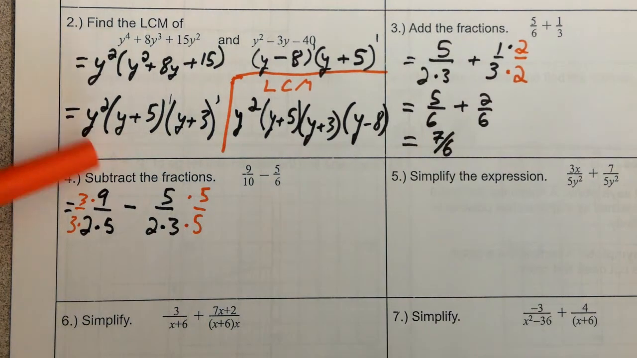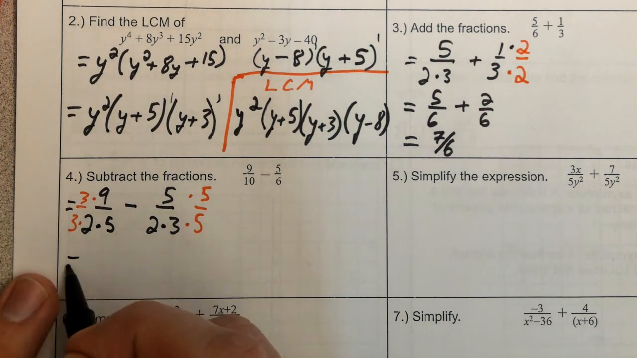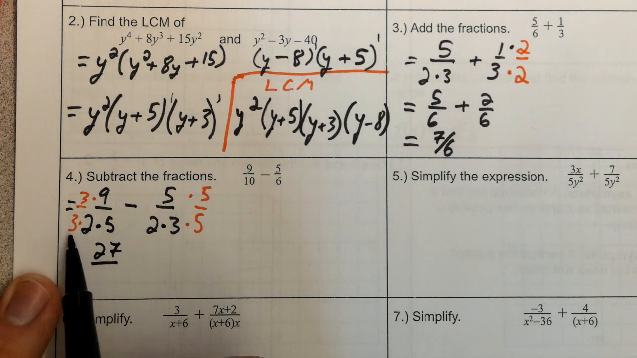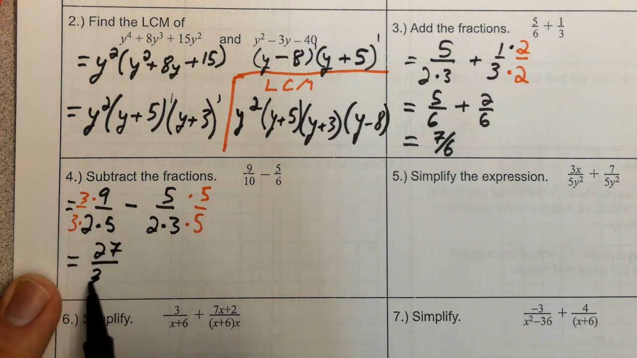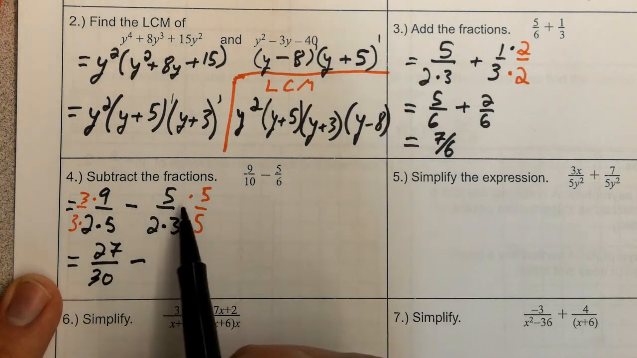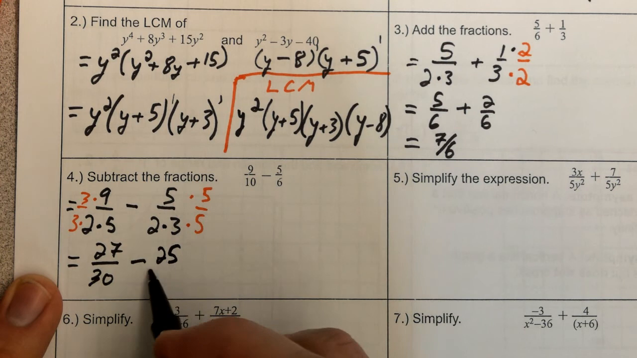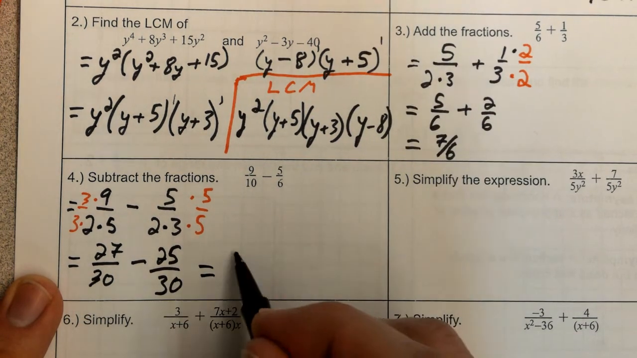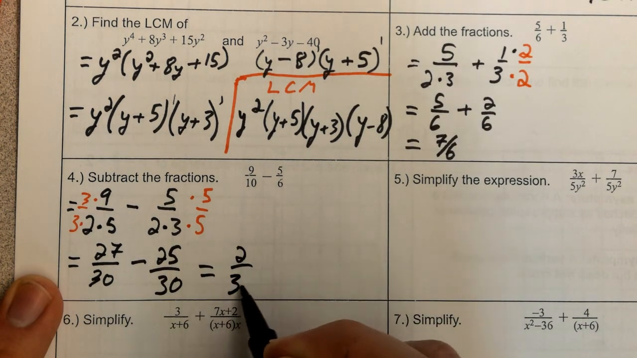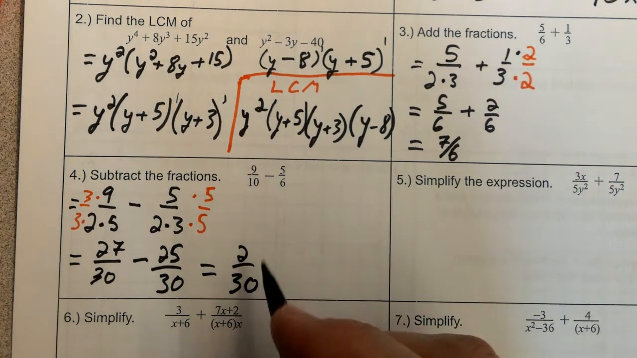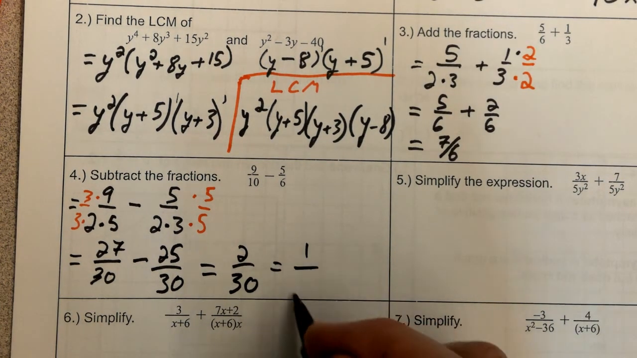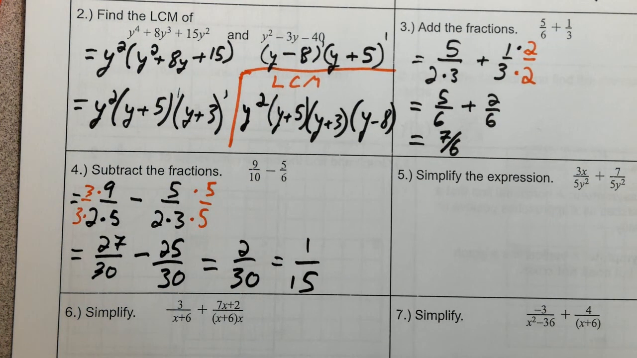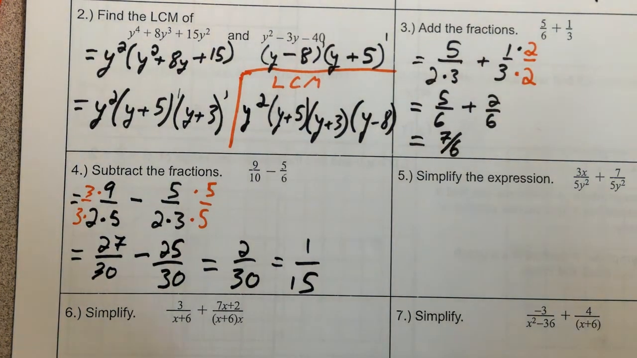All right, so finishing this out, I have 3 times 9 on top, that's 27, over, this is, let's see, 6 times 5 is 30, so over 30. Minus 5 times 5, which is 25, over 30. And then I can take 27 minus 25, that's just 2/30. And if you were to simplify that, you end up with 1/15. All right, so that's how you do that one.